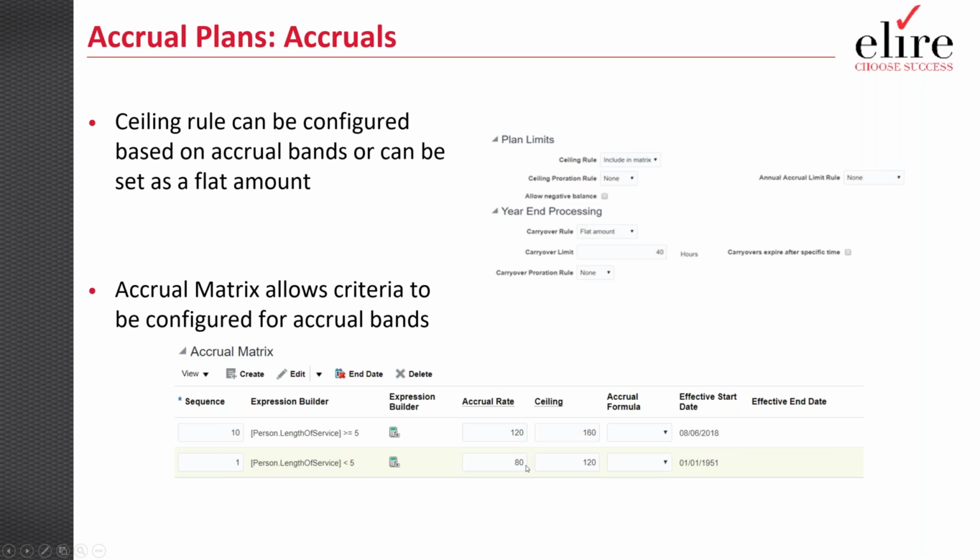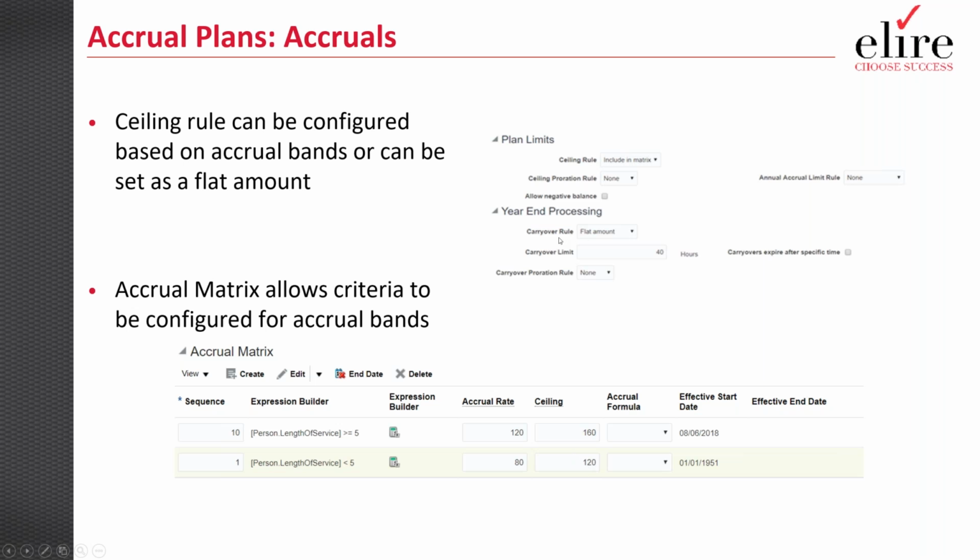This is a front-loaded plan. So at the beginning of the year, people are going to be getting 80 hours at the start. Their ceiling is going to be 120. So that's what I was referring to with the ceiling rule, how it says include in matrix. If you have different policies for different accrual bands, you can set that up within the matrix.